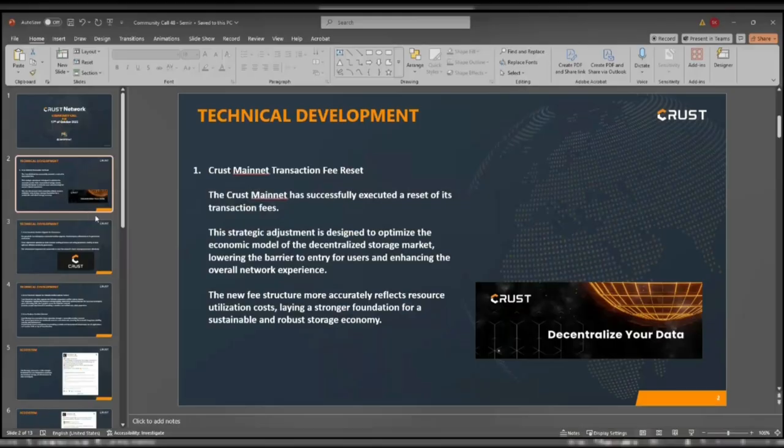First, in our technical development updates is the Crust mainnet transaction fee reset. Crust has successfully executed a reset of the transaction fees. The team thought that this strategic adjustment, designed to optimize the economic model of the decentralized storage market, would lower the barrier of entry for users as well as enhance the overall network experience. The new fee structure more accurately reflects resource utilization costs as well as laying a stronger foundation for a sustainable and robust storage economy.